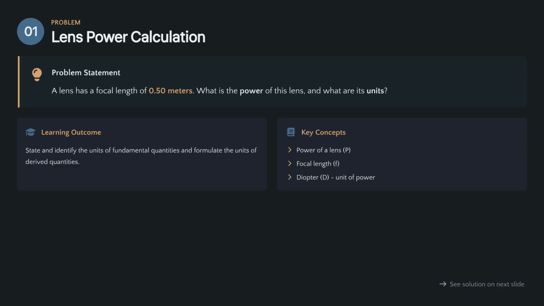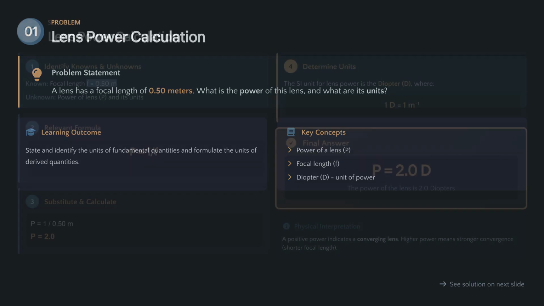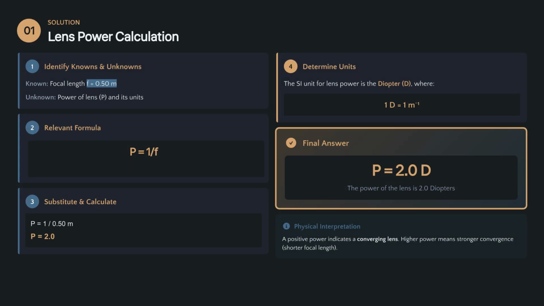We will use the relationship between power and focal length, where power is measured in diopters. The relevant formula is P equals 1 over F. Substituting the focal length, P equals 1 divided by 0.50 meters, resulting in 2.0. The unit for lens power is the diopter, so the final answer is 2.0 D. A positive power indicates a converging lens.